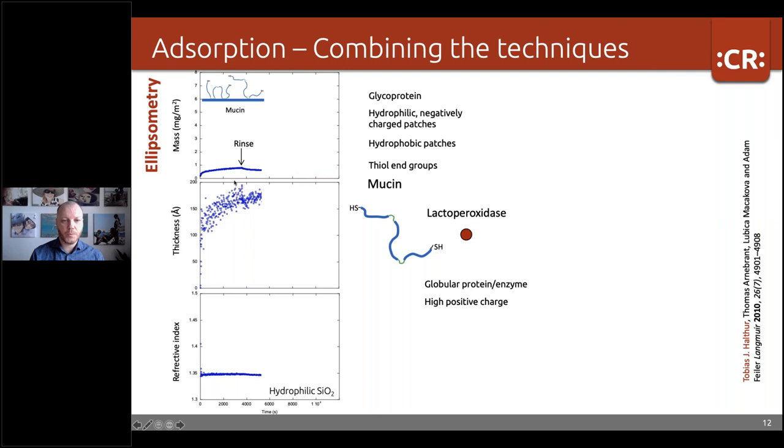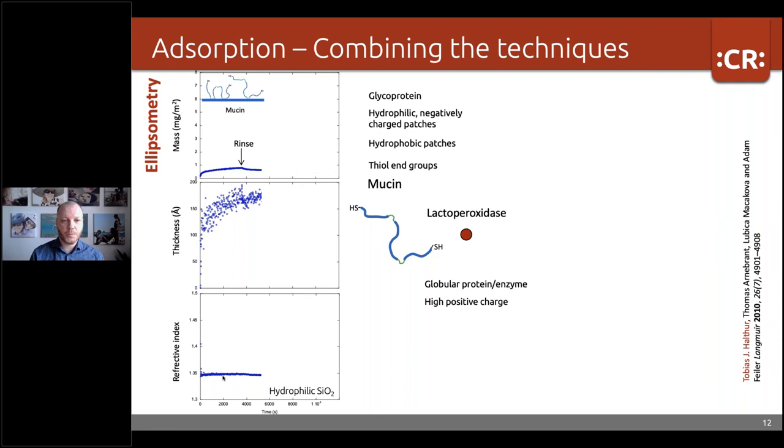And the thick layer, sort of low mass, thick layer, and relatively low refractive index indicates that this is a swollen layer. So it's not that much adsorbed, but it's very swollen and hydrated. So you get a thick film with a low refractive index. And refractive index can be seen as the density, optical density of the film.